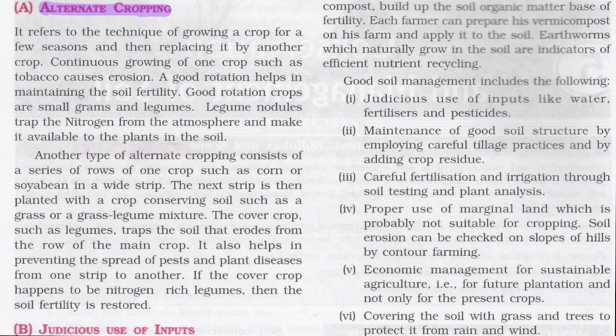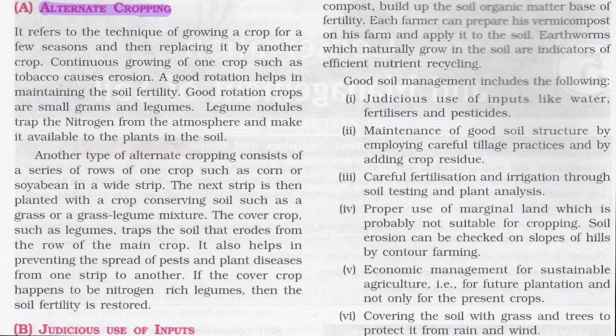Alternate cropping. Alternate cropping is a technique of growing a crop for a few seasons and then replacing it by another crop. Continuous growing of the same crop over a period of time causes soil erosion, for example, tobacco. A good rotation of crops helps in maintaining soil fertility. Good rotation crops are small grams and legumes. Legume nodules trap nitrogen from the atmosphere and make it available to the plants in the soil.